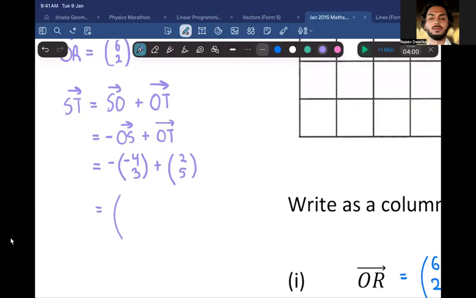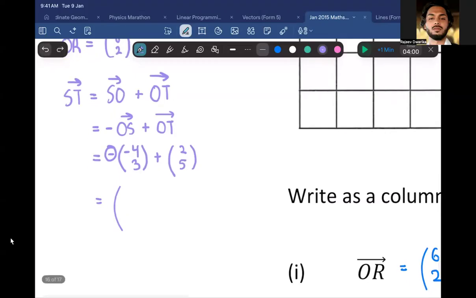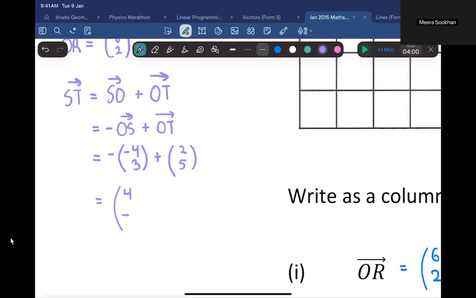Not so fast. You see how we have a negative sign outside this vector? That just means we have to change the sign of everything on the inside. So instead of writing -4, I'm going to write 4. And instead of writing 3, I'm going to write what? -3. Yep. Plus 2, 5.